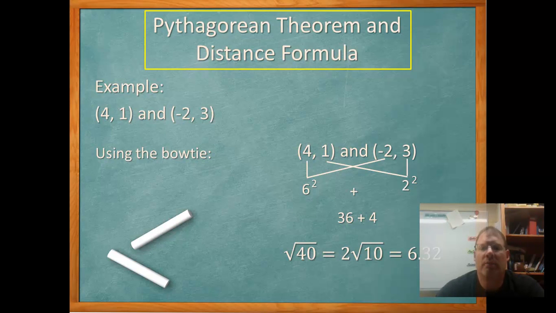So find the difference, square them, add them, square root them. That's the bow tie method.